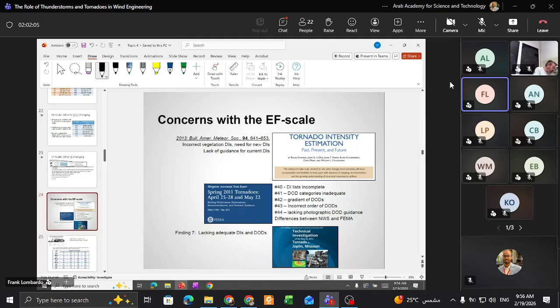And so you can see this one, which I worked on in the US, there's really not enough DIs and DODs to truly characterize the tornado intensity.